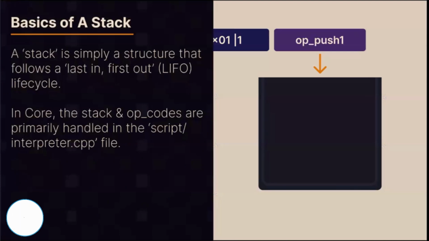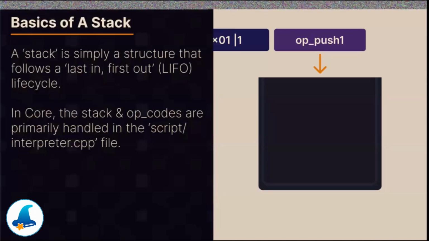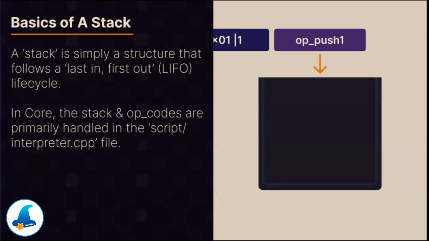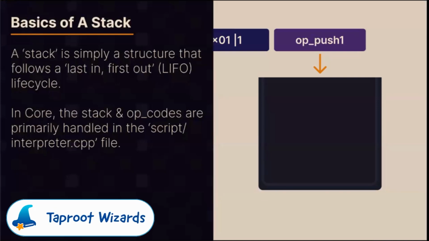Okay, so now let's talk a little bit about how these scripts are actually interpreted and executed. There is, quote unquote, an engine, which is called the stack, which is just a very simple programming structure that follows a last in, first out life cycle. So you guys can see to the right that we have an empty box, and you can think of it as a box, and we're going to push items to that box. And in Core, the stack and opcodes are primarily handled in a file called script/interpreter.cpp, if you guys actually want to see under the hood of this engine. And one thing to realize, and this trips up a lot of developers when they're first getting into this, is that the stack is sort of dumb. It's really, really limited, and it cries and complains about everything.